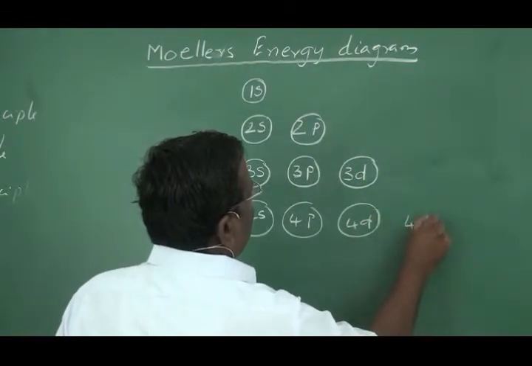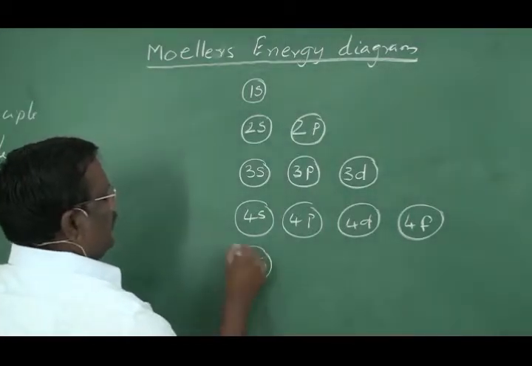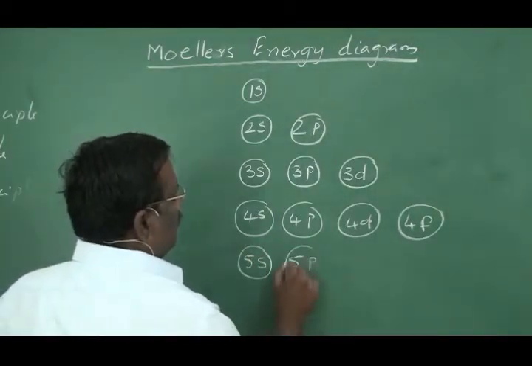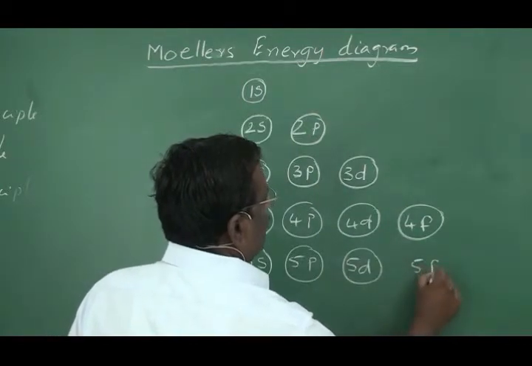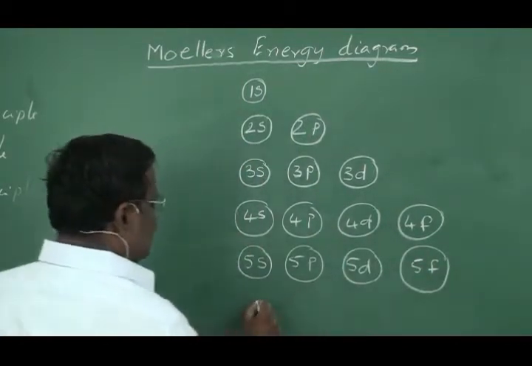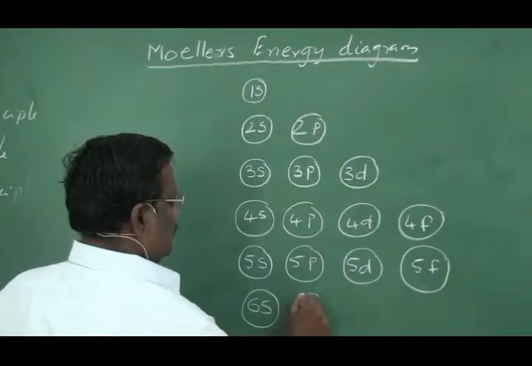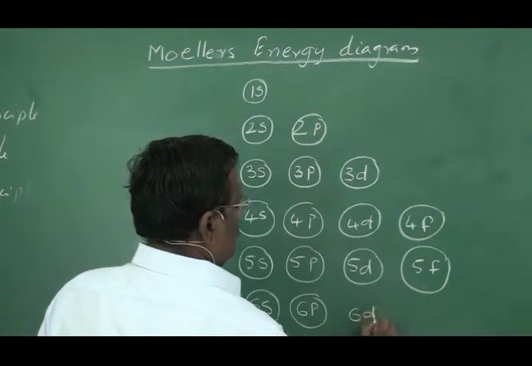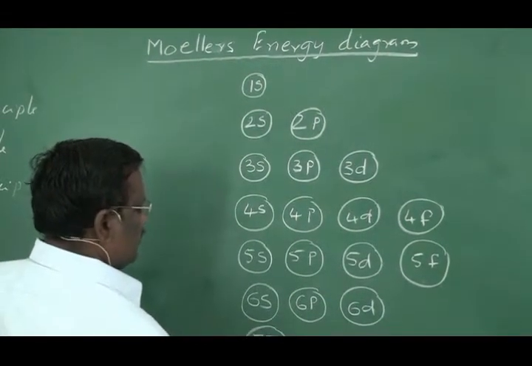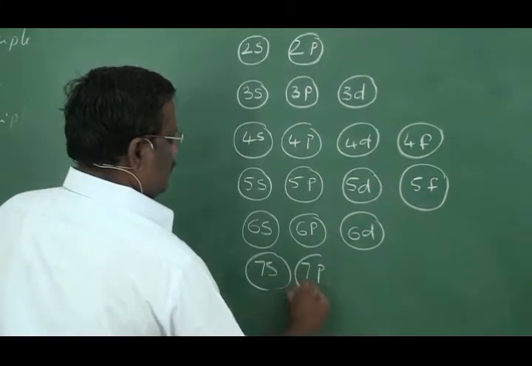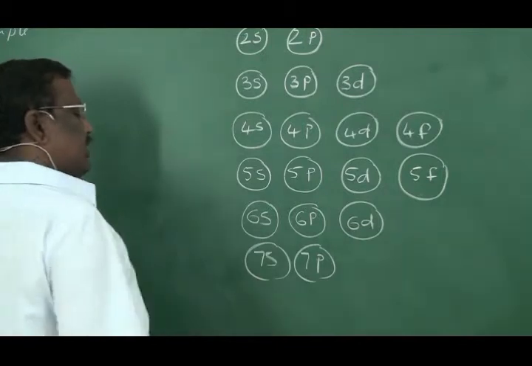In fourth energy level we have 4s, 4p, 4d, 4f. In fifth energy level we have 5s, 5p, 5d, 5f. In sixth energy level we have 6s, 6p, 6d. In seventh energy level we have 7s, 7p. And in eighth we have 8s.